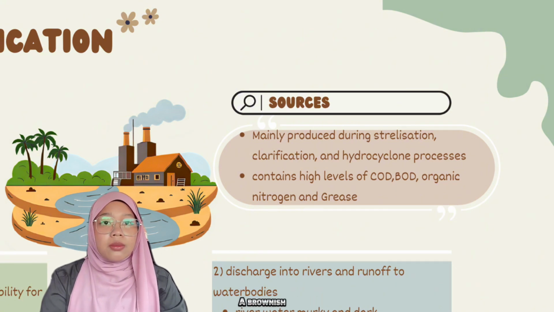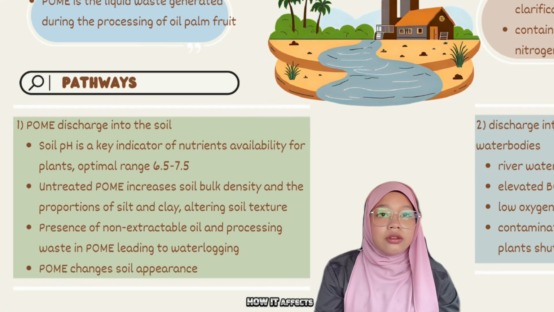POME appears as a brownish slurry. It contains high levels of BOD, COD, organic nitrogen, and grease, which indicate its potential to pollute water bodies if not treated properly. Next, how it affects soil quality and plant growth when POME is discharged into the soil.